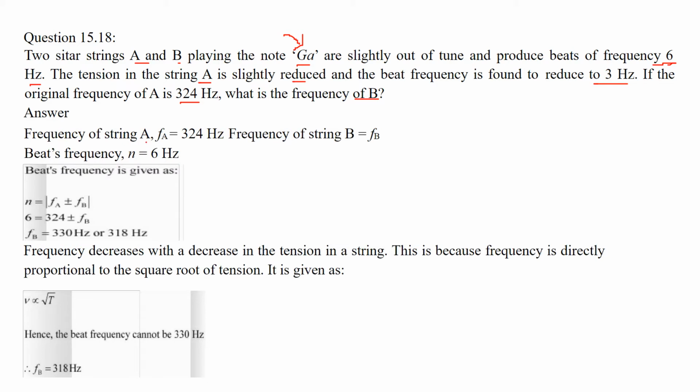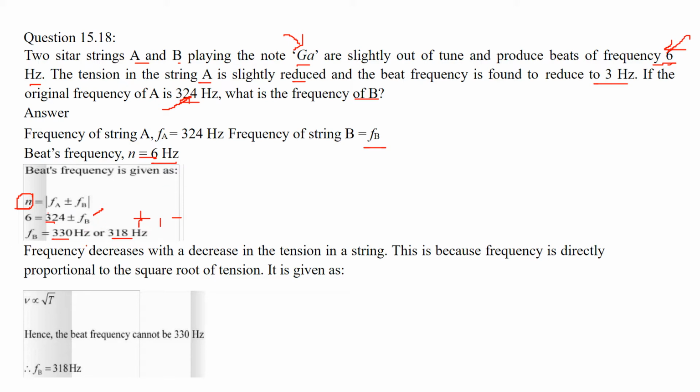So here, the frequency of string A, FA, is 324 Hz. The frequency of string B, we don't know, we have to find it. But the beat frequency is given as 6 Hz. Now, we know how to formulate the beat frequency. Beat frequency is given by n equal to FA plus minus FB. That means n is the frequency, which is 6. So we'll use this. FA is known to us, 324, plus minus FB. Once you use the plus sign, the next time you use the minus sign. So what will be FB? One time it will be 330, the other time it will be 318. So 330 and 318 have come.